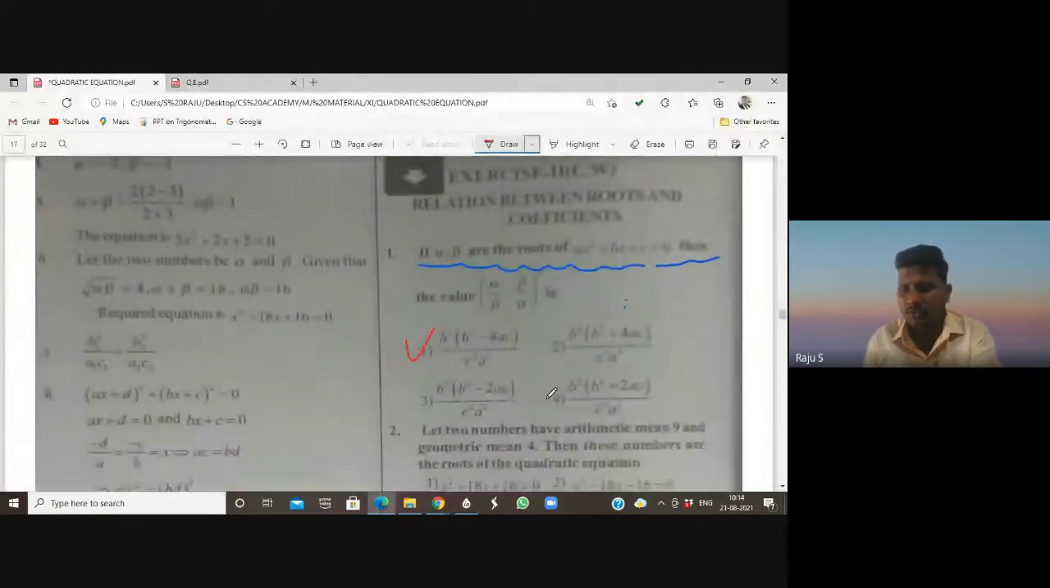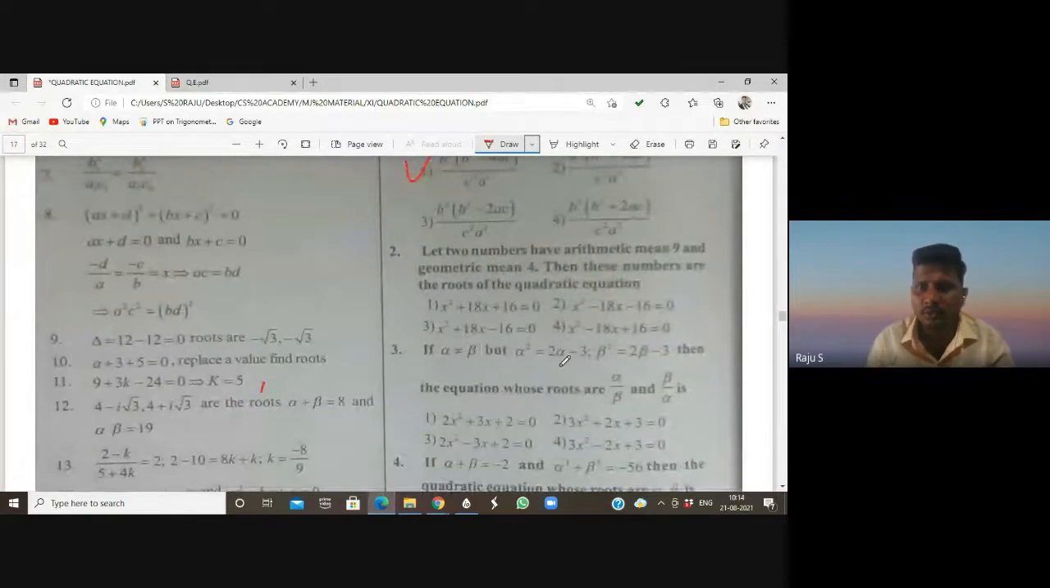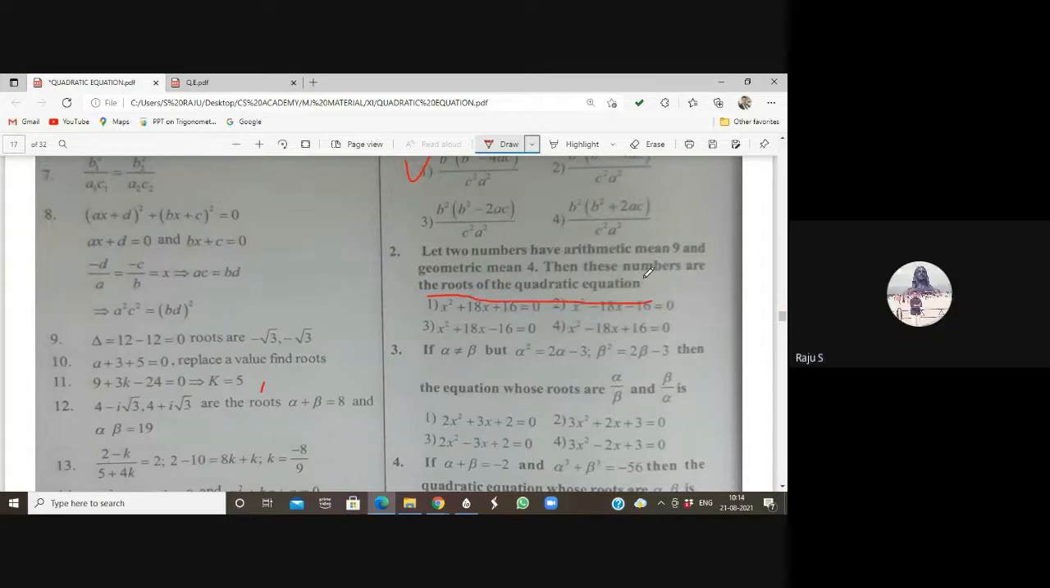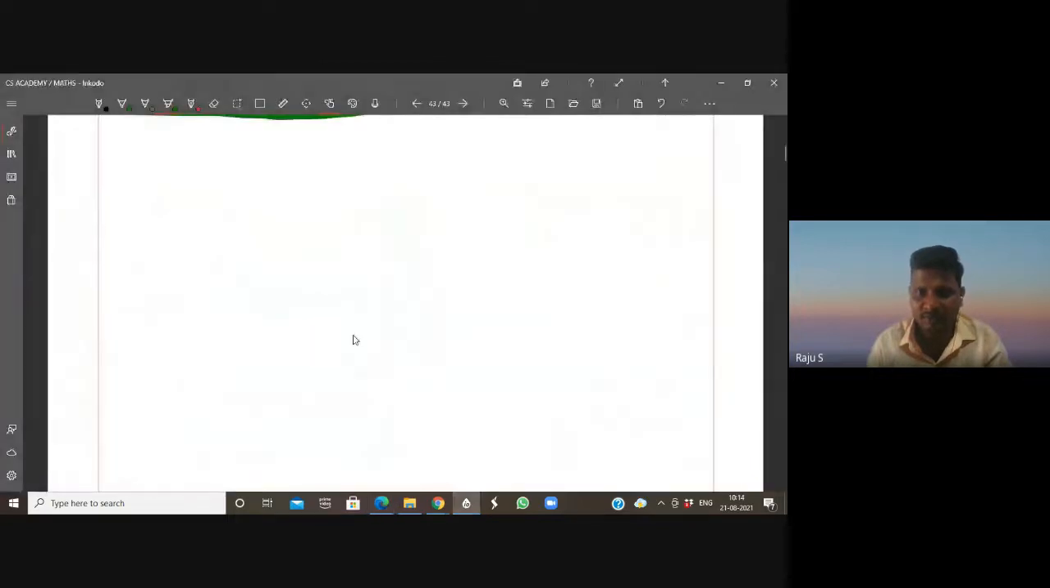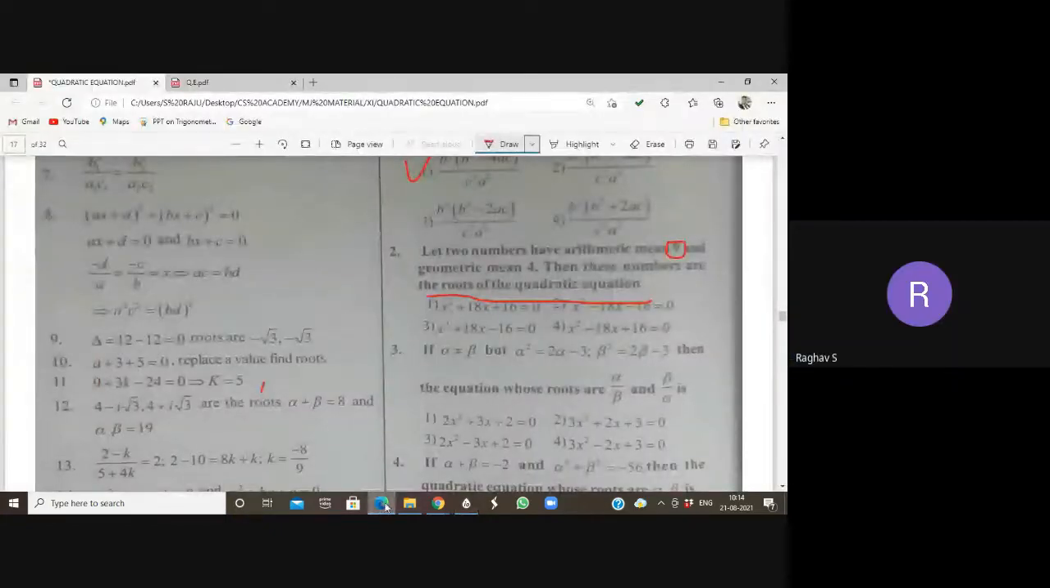Question number 2 is: two numbers have arithmetic mean 9 and geometric mean 4. Then these numbers are the roots of the quadratic equation. Arithmetic mean 9, geometric mean 4. It's a simple question, students. I'm taking the two numbers as alpha and beta. Alpha and beta are the two roots of the quadratic equation. Alpha plus beta by 2 is equal to 9, I think. 4 or 9? No, 9.